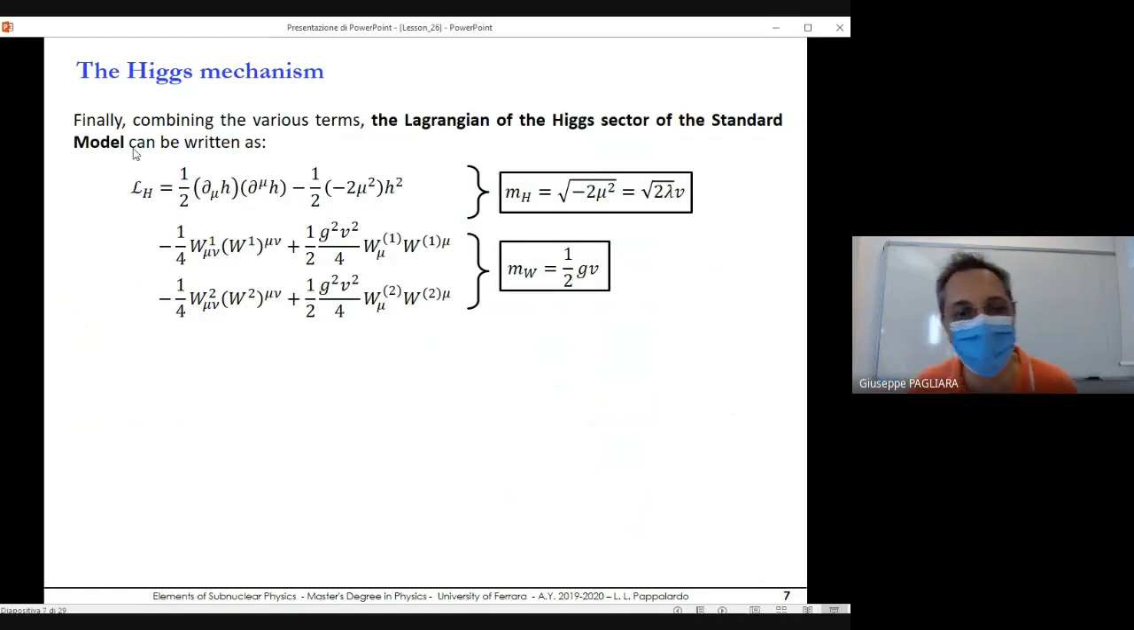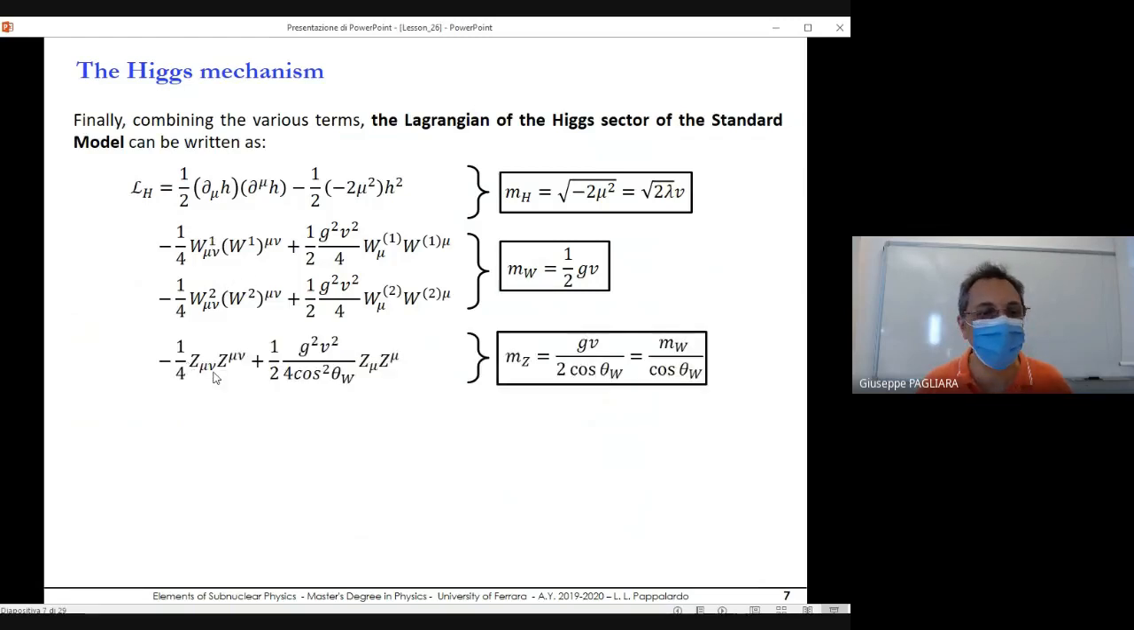Okay, so the W1 and W2 pure quadratic terms for which we derive the mass, also the physical W's, 1/2 g v, and the two Yang-Mills terms, so the two kinetic terms. Then we have the Z boson. Okay.